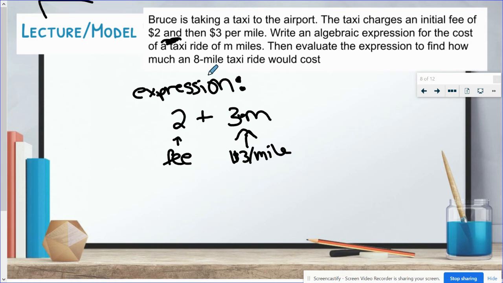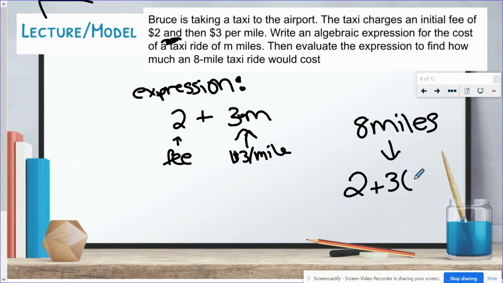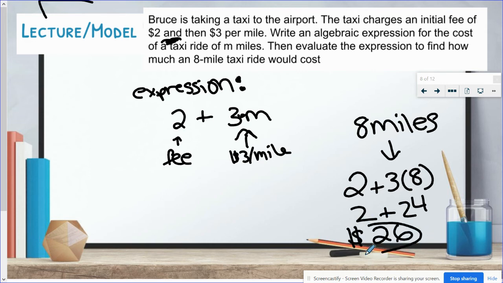Now it says to evaluate the cost to find out how much an 8-mile taxi ride would be. So we're going to plug in 8 for the number of miles. 2 plus 3 times 8 miles, because we're plugging in 8 for m. 3 times 8 is 24. 2 plus 24, so the taxi ride for 8 miles would cost $26. All right, let's move on.